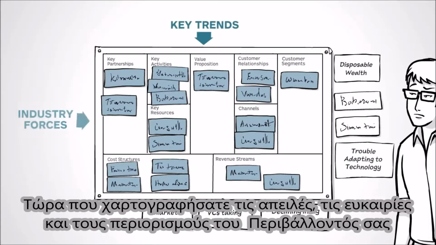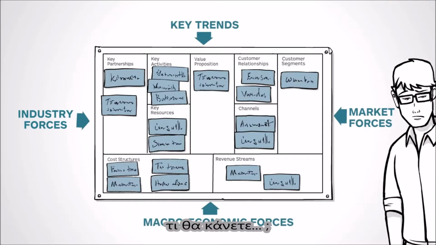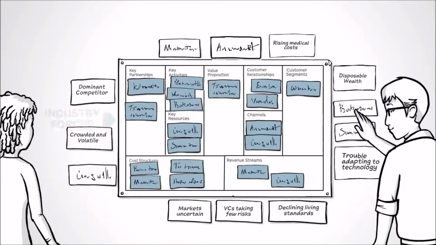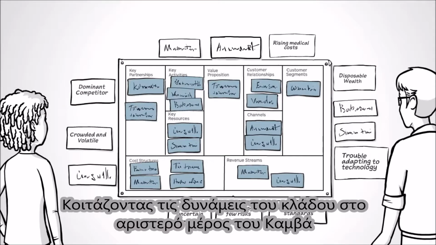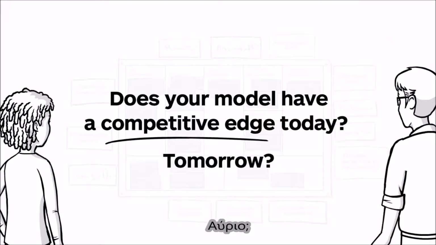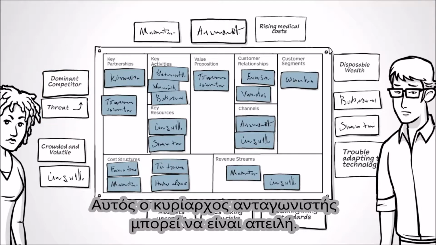Now you've mapped your environment, full of threats, opportunities, and constraints, what do? Use the map, of course, to make your business model more responsive. Looking at industry forces on the left side of your canvas, ask, does your model have a competitive edge today? Tomorrow? Good thinking, Beth. That dominant competitor could be a threat.